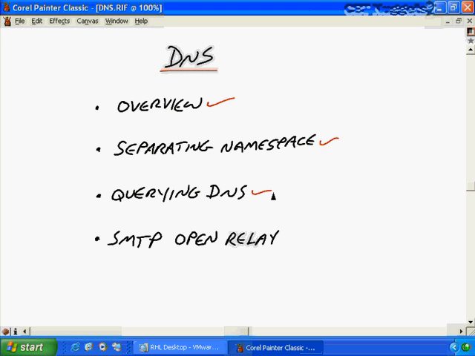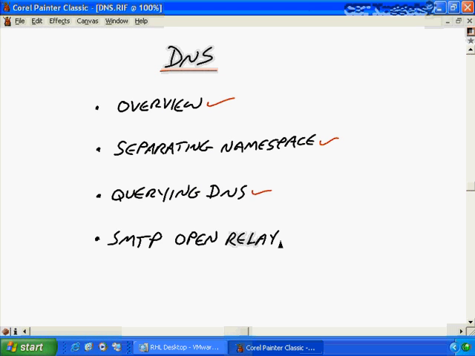We'll also talk about querying DNS. Here we'll actually do some queries against DNS servers to see what kind of useful information we can get out of them. You can use this for part of your footprinting process, and you can get some identification for servers that are very likely targets for you.